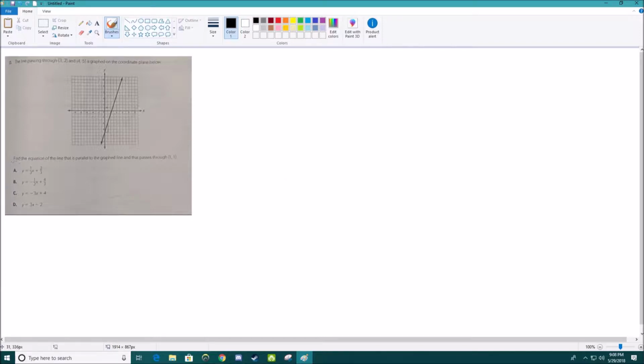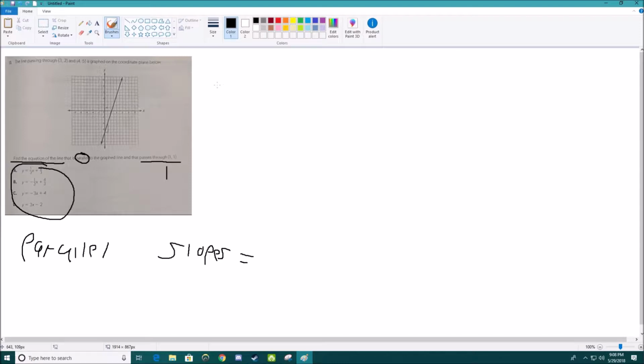The question is asking us to find the equation of a line that is parallel. Parallel means that the slopes are equal. We also know the line passes through (1, 1). This is going to be useful. Now, the equation of a line. As you can see here, we're using the equation y = mx + b, with m being slope and b being our trusty y-intercept.